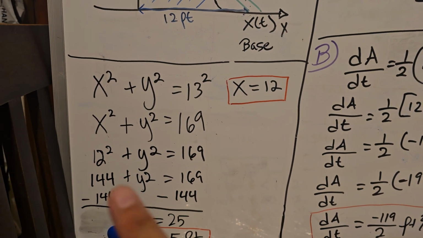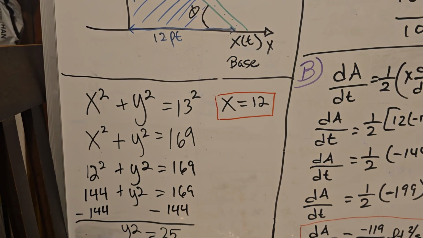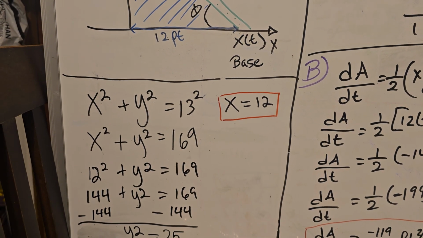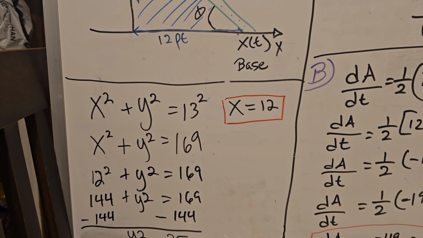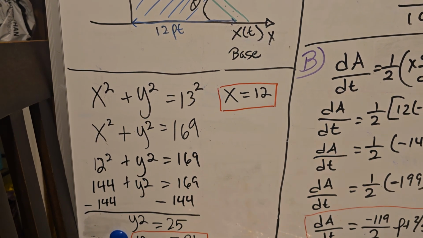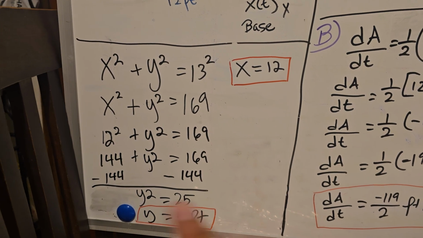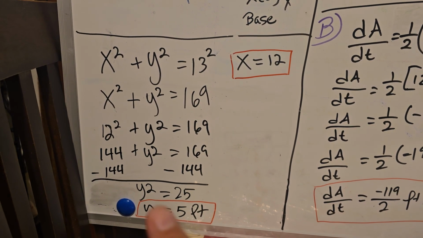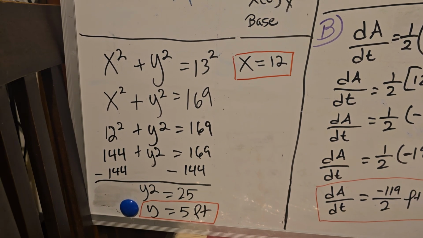So we substitute x, so 12 squared plus y squared equals 169. 144 plus y squared equals 169. We subtract, and we get y squared equals 25, which ends up being y equals 5 feet. So y is actually 5.